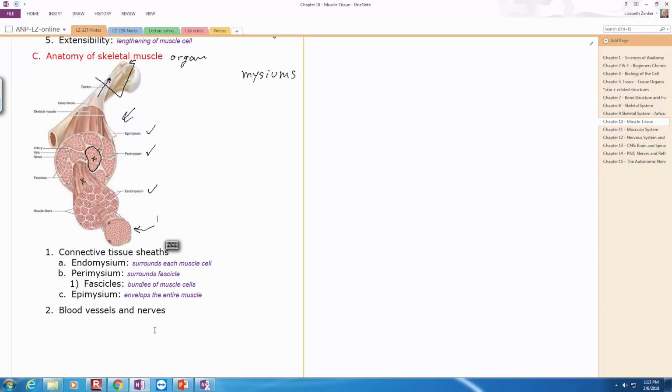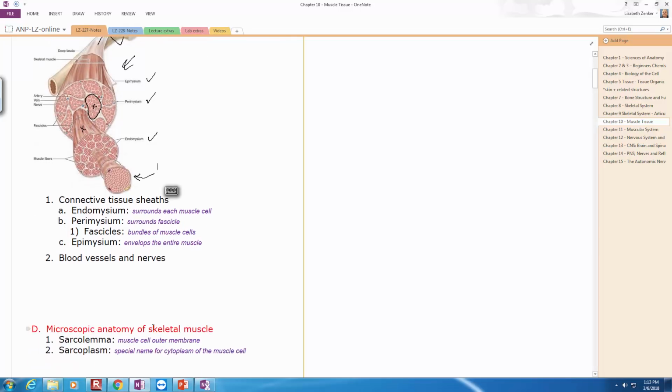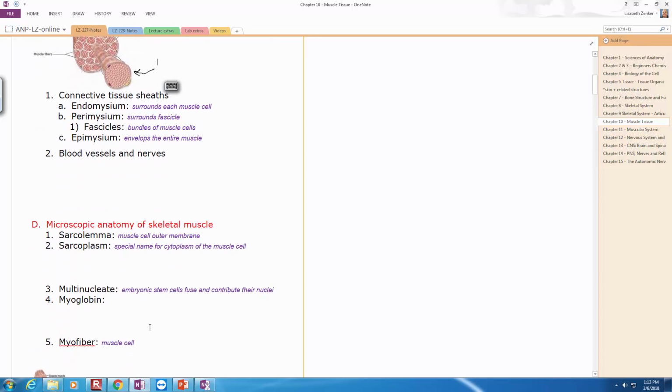Okay, awesome. So if we look at blood vessels and nerves, so you guys know that muscle tissue is well vascularized, right? If you cut it into a piece of juicy steak, what do you see?